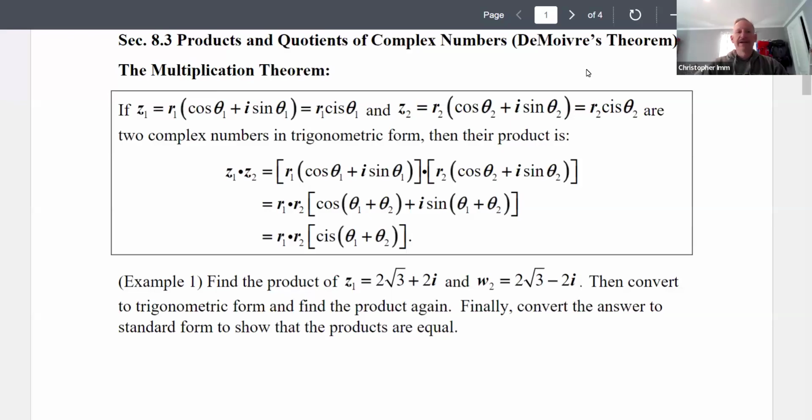Today we're going to be looking at a series of videos talking about multiplying and dividing complex numbers. So our first theorem here is called the multiplication theorem. And the multiplication theorem says that if you have two complex numbers in trig form, then it's going to be really easy to divide those and multiply those together.